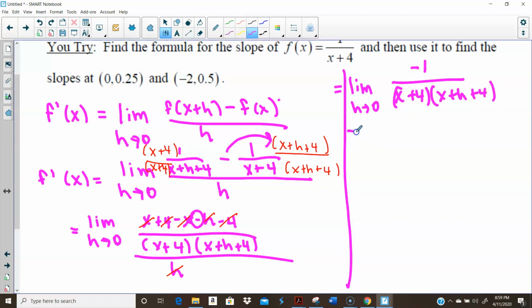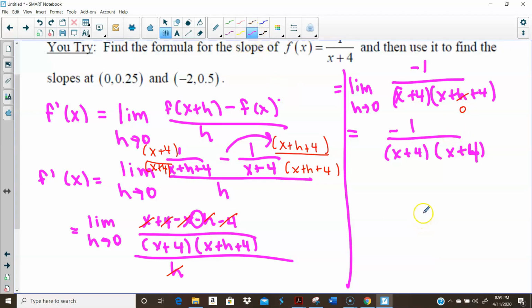Now I'm going to use direct substitution. Everywhere I see an h, I'm going to put in a 0. So this gives me x plus 4 times x plus 4. This h right here went to 0, so that's why I got x plus 4. Ooh, that doesn't look like x plus 4, does it? That's a 4 right there.